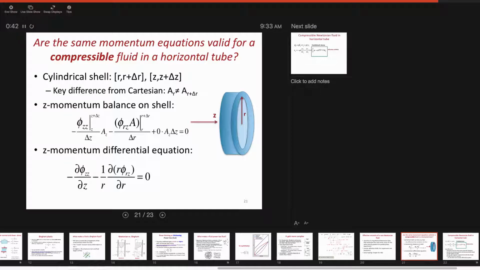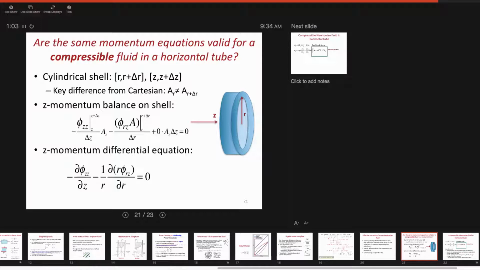So what if I actually have a compressible fluid? Okay? So let's say that I have my familiar horizontal tube. And one thing that I know already about that tube is a general form of the z momentum balance. We have already done that, so we're not going to redo it.